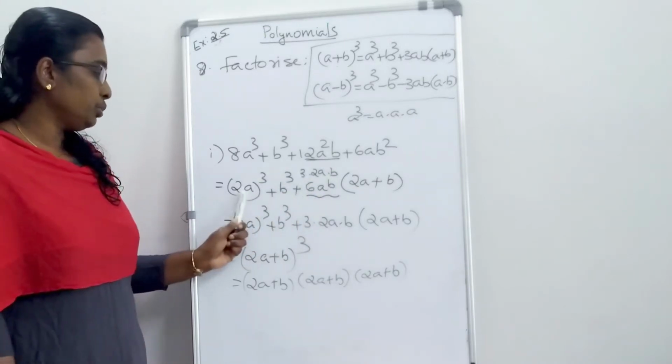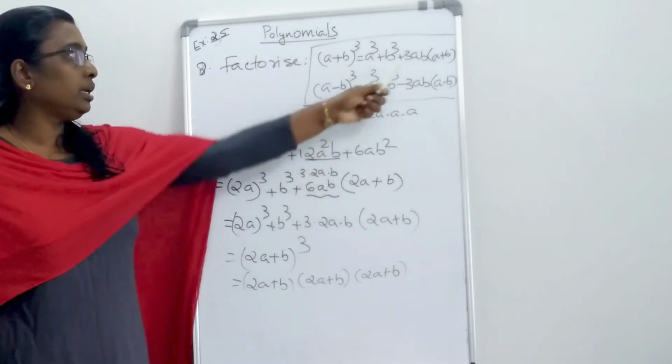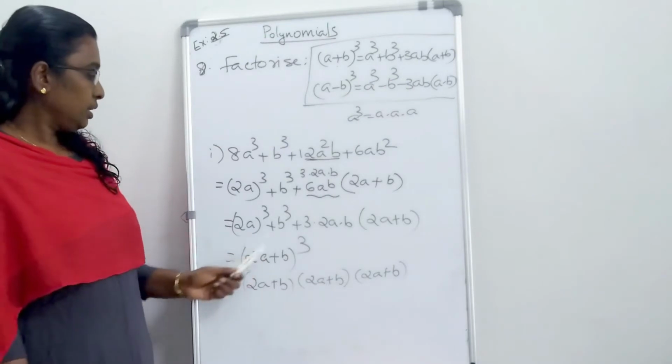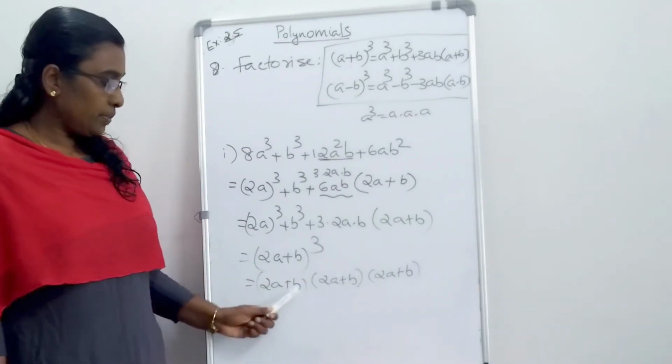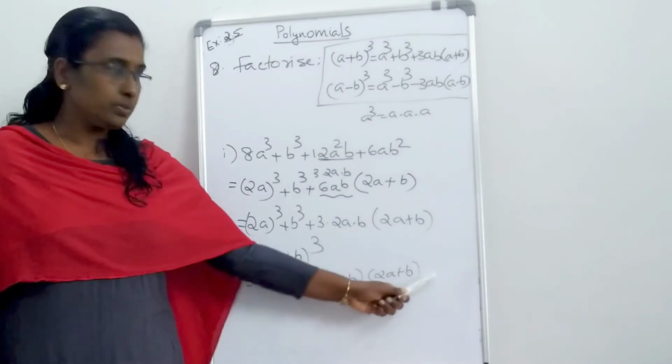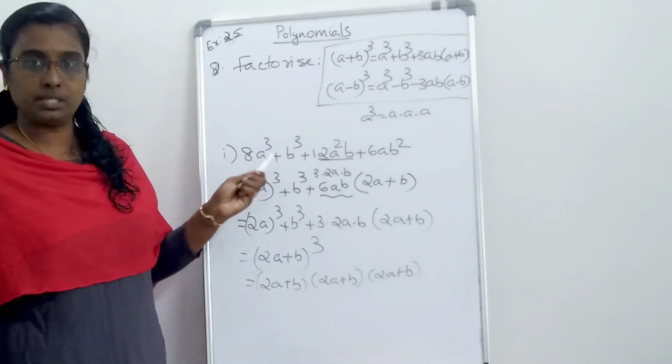3 into 2a into b, that is 3ab. So this can be written as 2a plus b the whole cube, 2a plus b into 2a plus b into 2a plus b. So these are the factors of this expression.